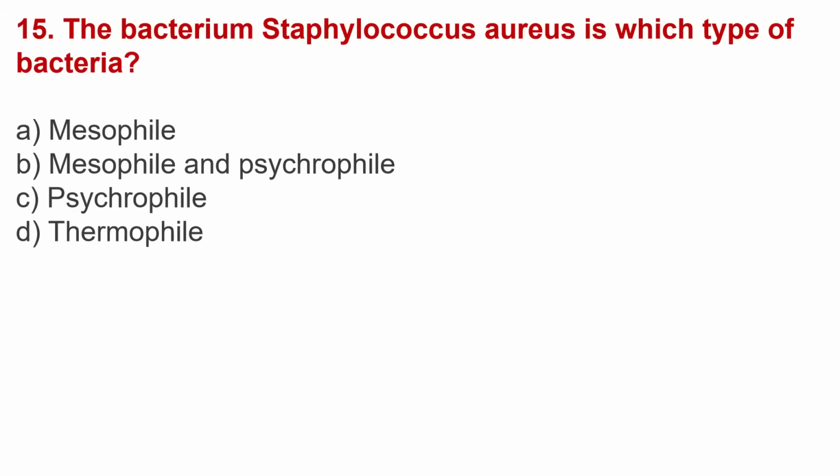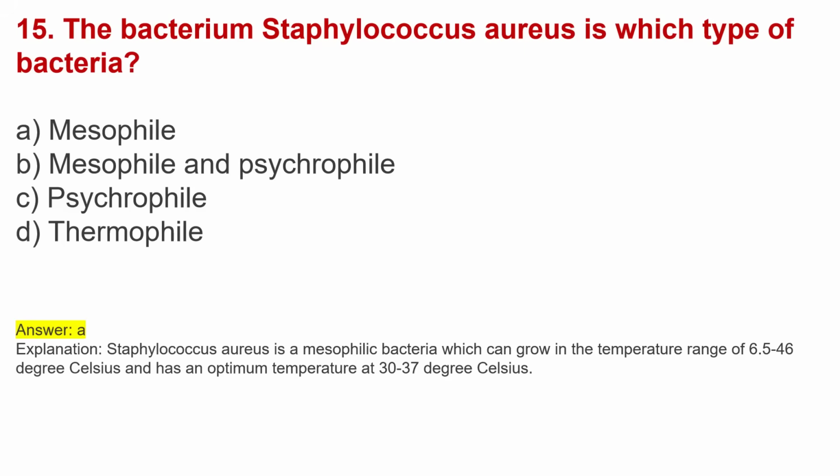Question 15: the bacterium Staphylococcus aureus is which type of bacteria? A, mesophile; B, mesophile and psychrophile; C, psychrophile; and D, thermophile. These are the classification of bacteria based on the temperature requirement for them to survive. So the answer is mesophile.